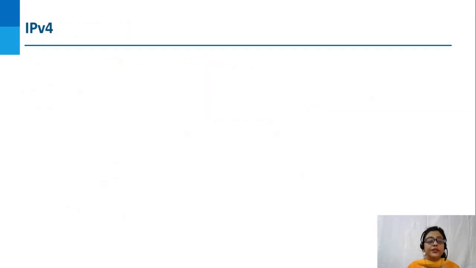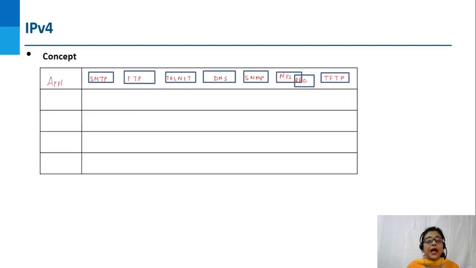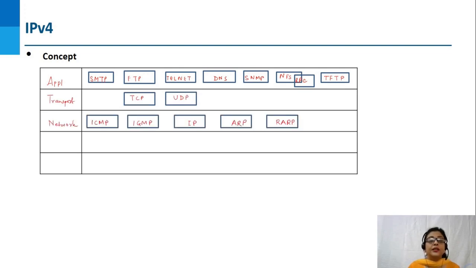Let us now turn our attention to IPv4. Let us understand the concept of IPv4. In IPv4, there are 5 layers, as we have already seen in the TCP/IP protocol suite. There are 5 layers: the application layer, the transport layer, the network layer, the data link layer, and the physical layer.